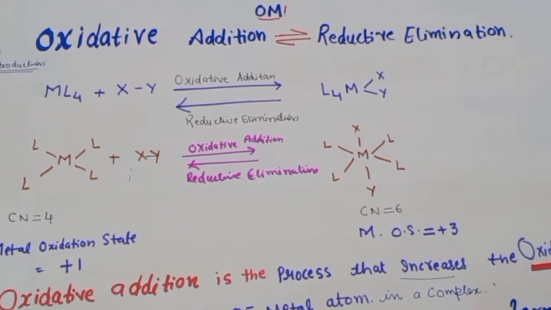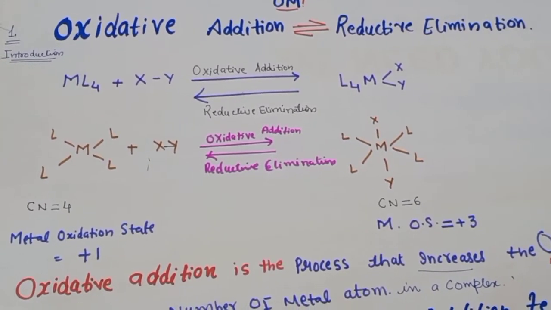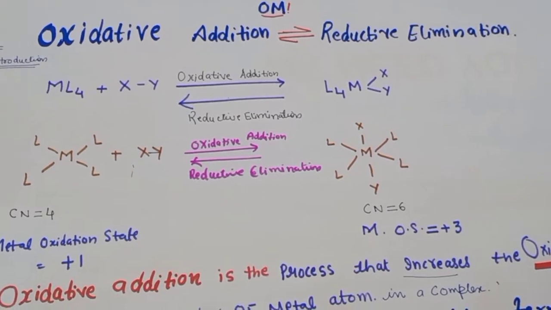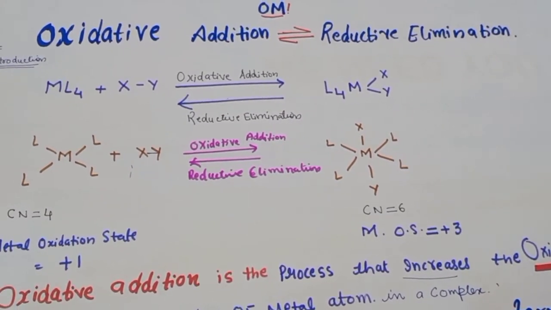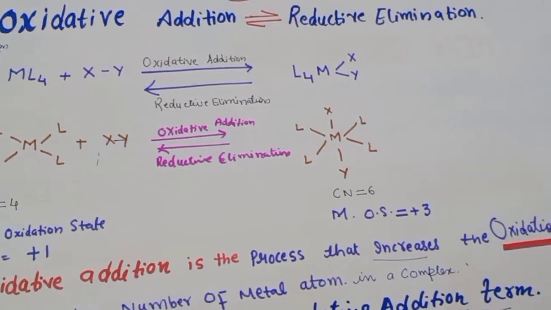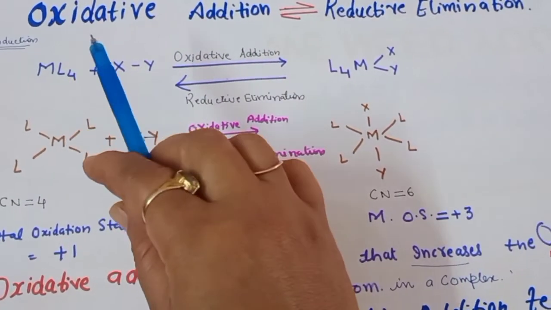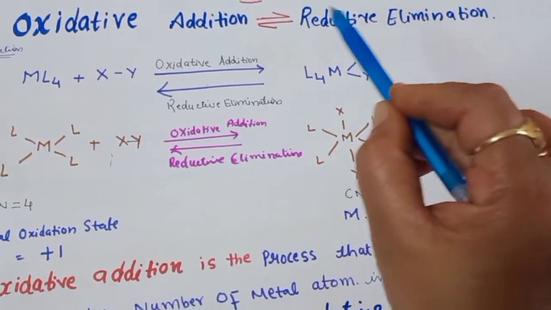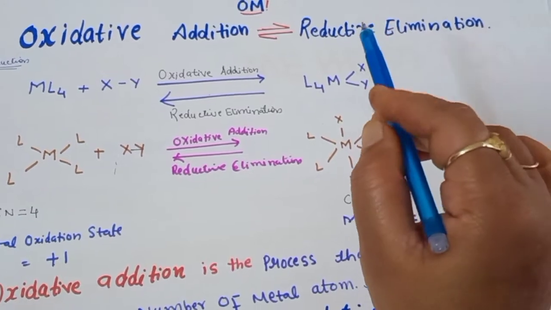Students, today's class topic is the oxidative addition reaction. Oxidative addition reactions are just the reverse of our reductive elimination reactions. As we know, what does oxidation mean? The losing of electrons. And what does reduction mean? Reduction means the gaining of electrons.